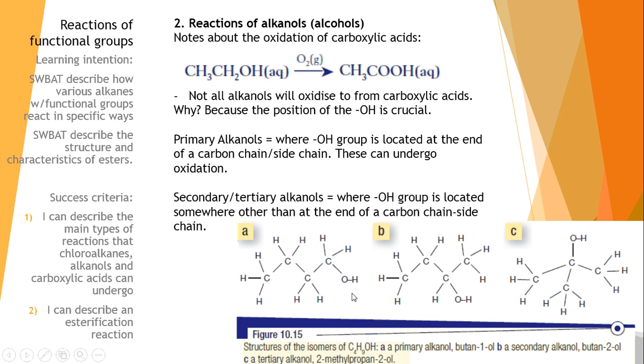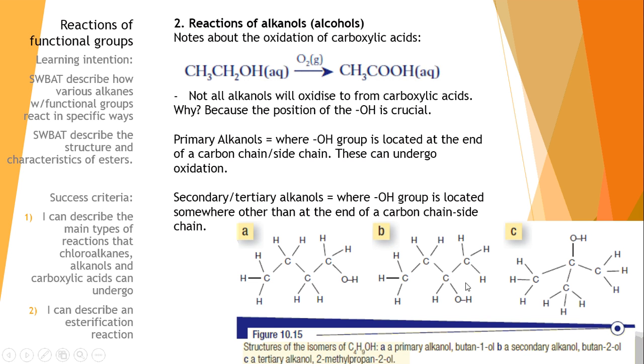So primary alkanols are the ones where the OH is on the end, and they will undergo that oxidation to carboxylic acid. Secondary alkanols and tertiary alkanols are where the OH is attached even further in, like in the middle of a chain, or off a chain. Off the chain is a tertiary alcohol. But the important part is not distinguishing between secondary and tertiary, but distinguishing between primary, where the alcohol group is at the end, and secondary and tertiary.